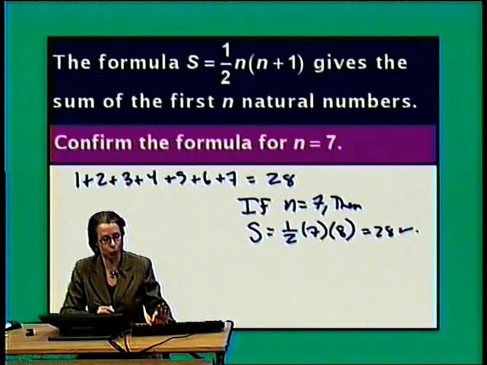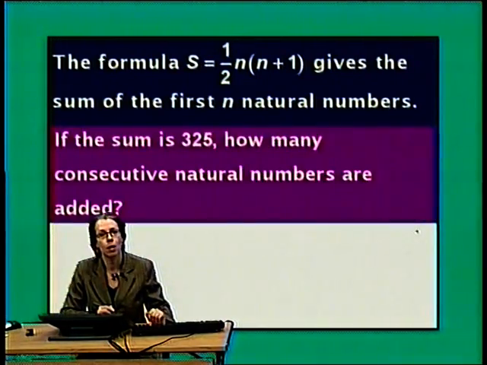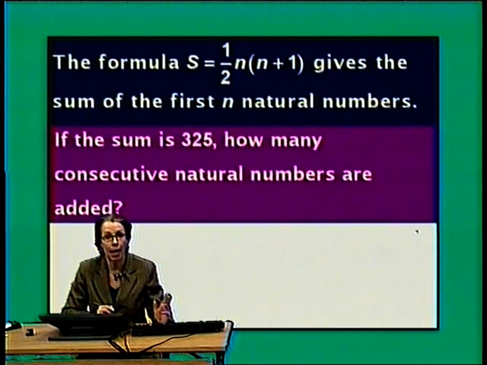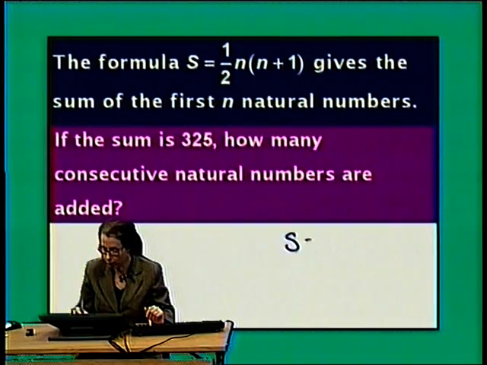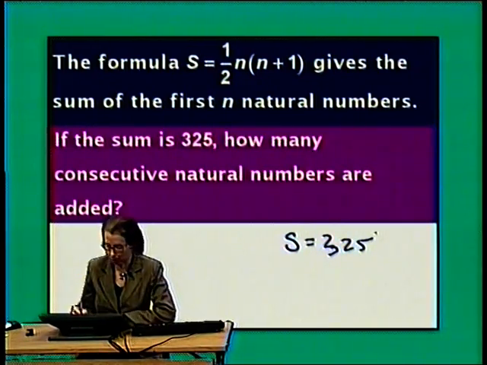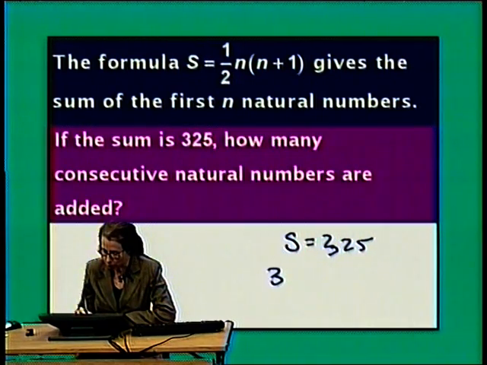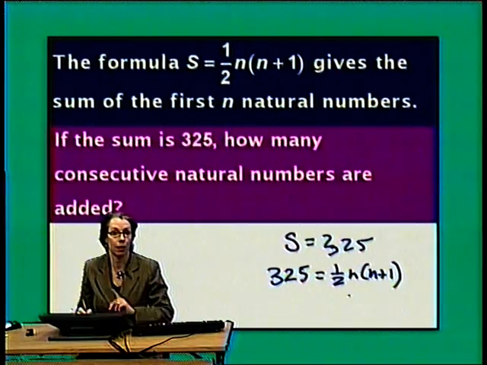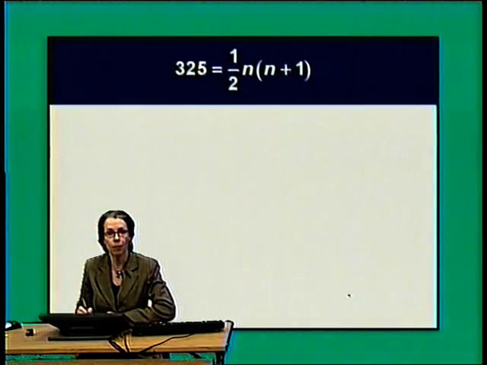Now we're going to work with this formula a little bit more. If the sum is 325, how many consecutive natural numbers are added? What are we being asked for here? Well, we're given a sum of 325. We want to know what n is. So we have the equation 325 equals 1/2 n times n plus 1. Let's solve that.